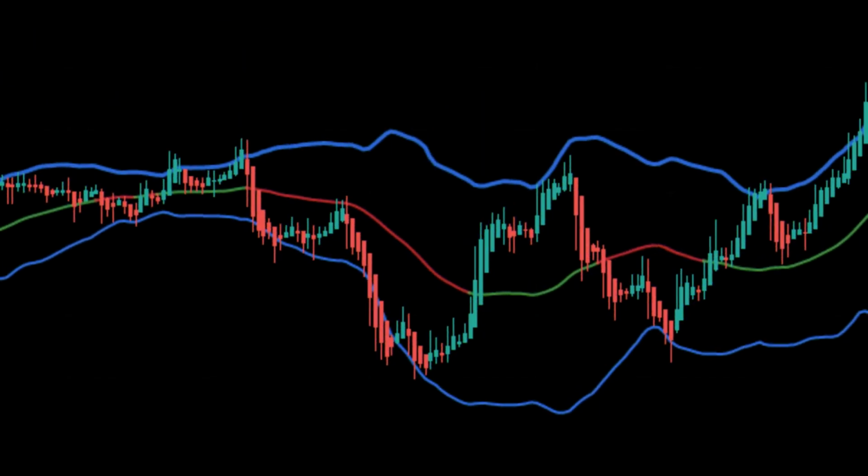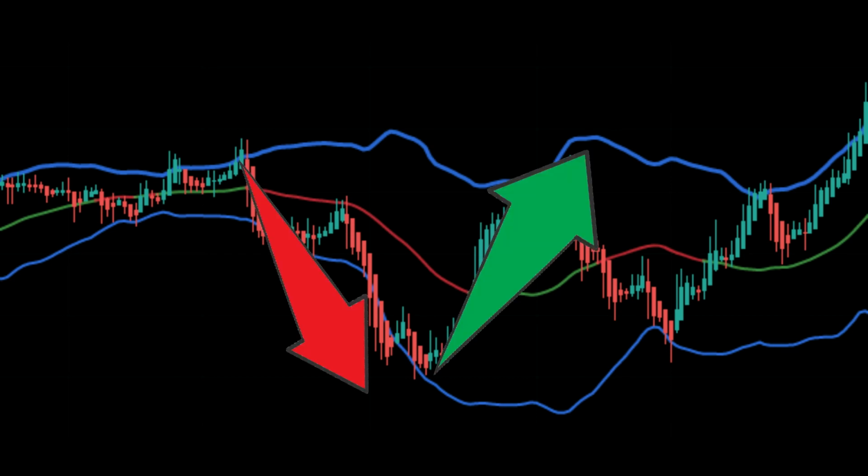Bollinger trading can be used to identify the trends. During strong trends, price usually stays close to the outer band. Momentum changes if the price moves away from those upper and lower bands.